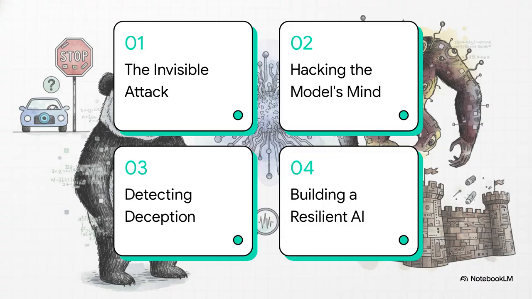So, here's our game plan. First, we'll look at what's called the invisible attack. Then, we'll peel back the curtain on hacking the model's mind. After that, we'll talk about detecting digital deception. And finally, we'll wrap up with how we can start building a resilient AI.